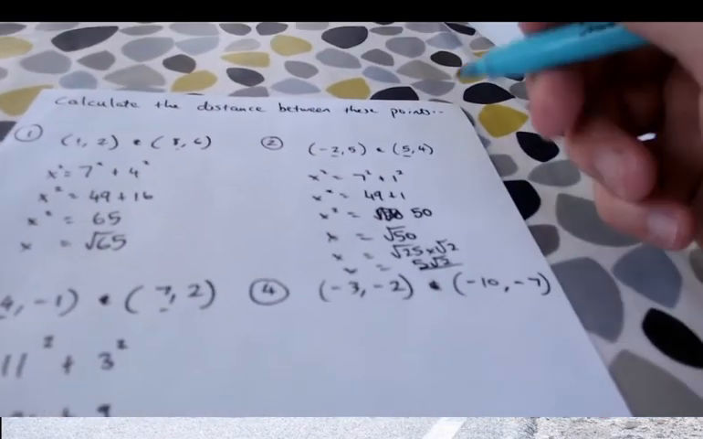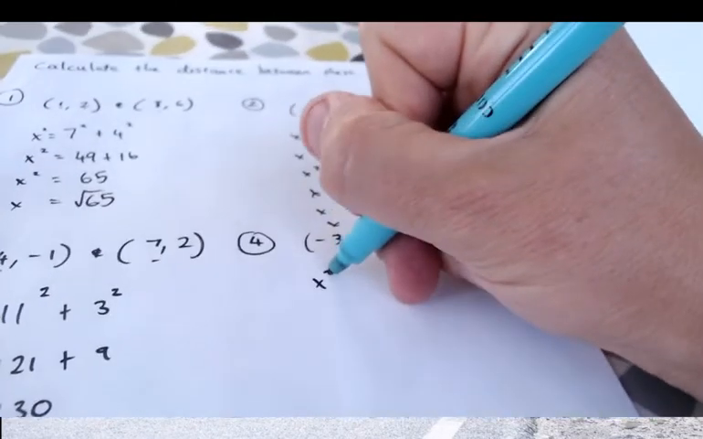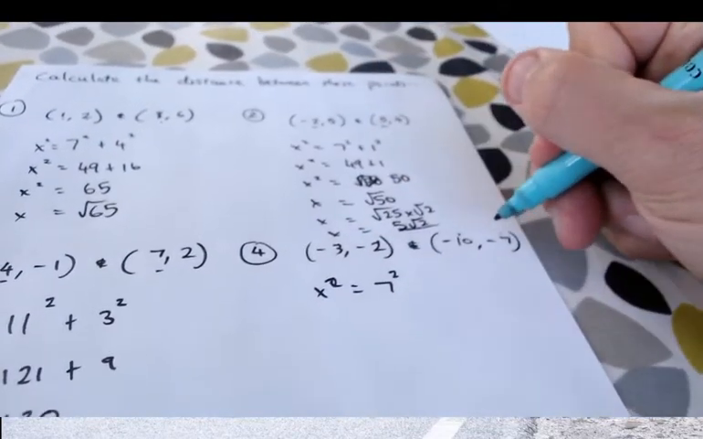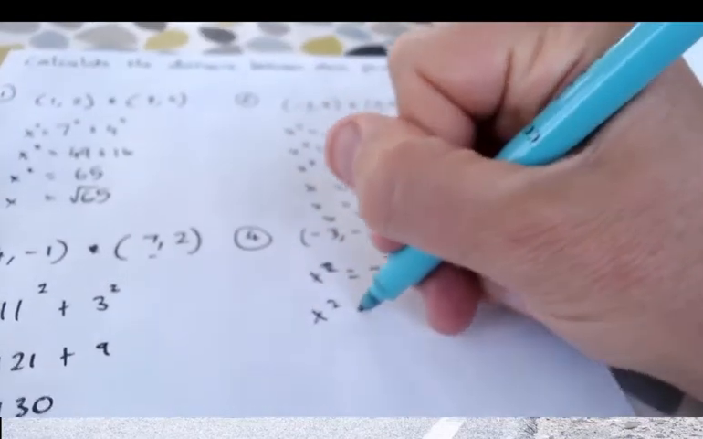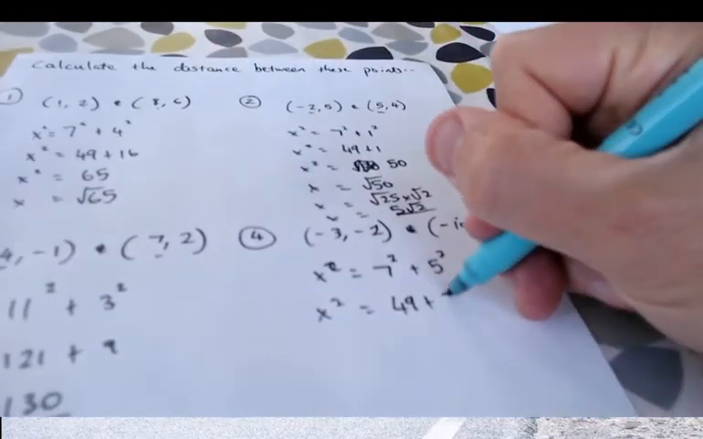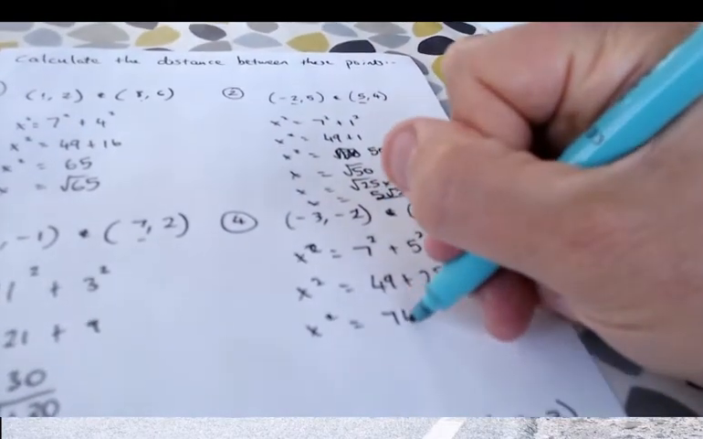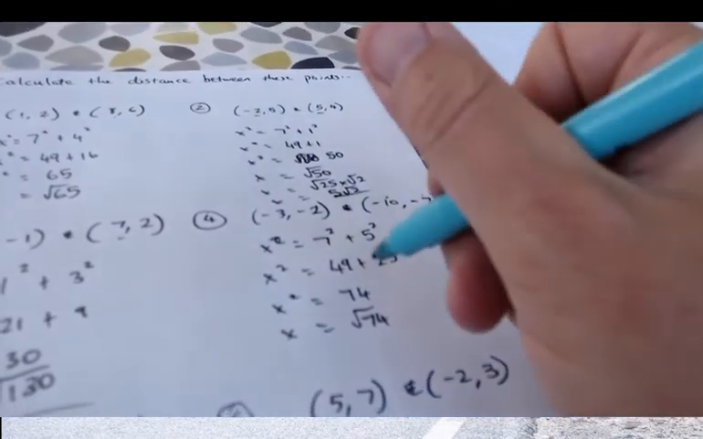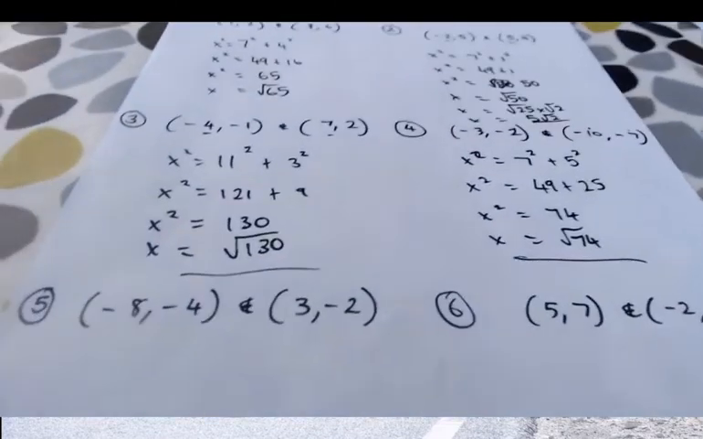Number 4, minus 3 going down to minus 10 is a gap of 7. Minus 2 going down to minus 7 is a gap of 5. 7 squared is 49, 5 squared is 25. Add them together, 74. Square root 74. And again, I'm just going to leave it like that.